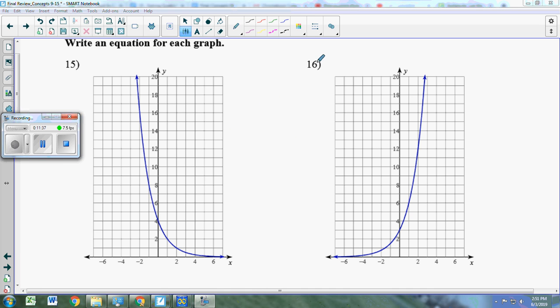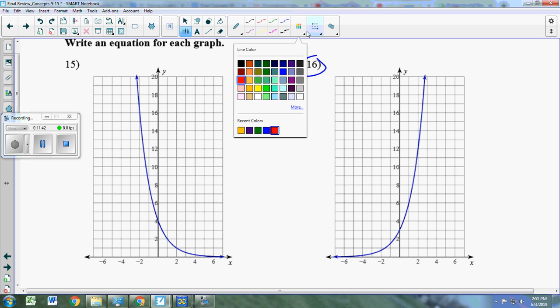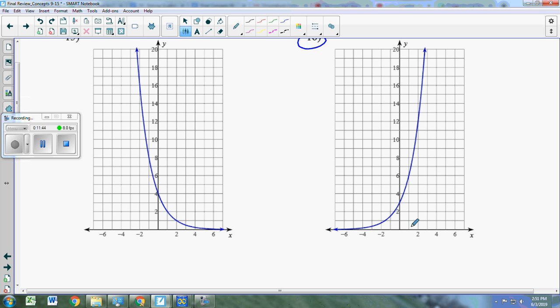All right, next we're going to look at number 16. So looking at this one, let's use a different color here. We want to locate some points that we see. So I see the point 0, 3. Okay, that's a good one to recognize. If I go over 1, we appear to be at 6. So that's the point 1, 6. Over at 2, we seem to be up at 12. So 2, 12.